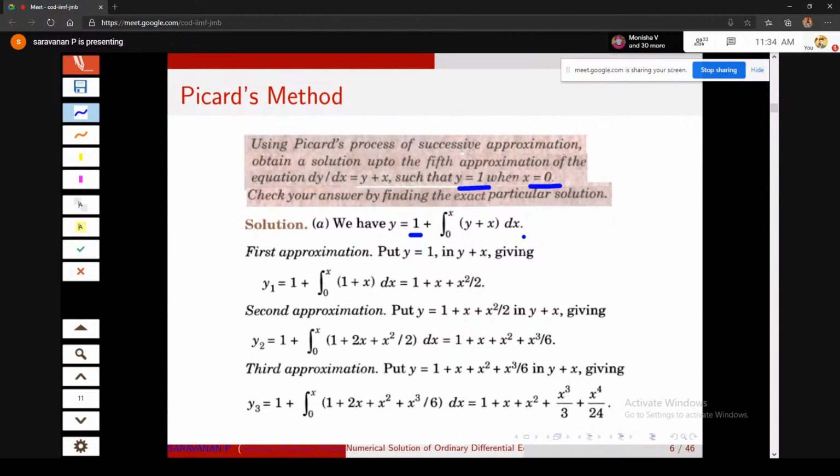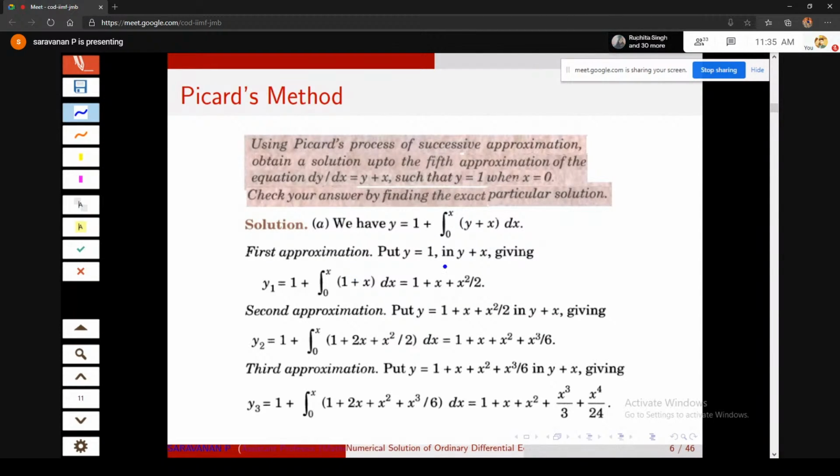So to find the first approximation, in place of y we substitute the value of y0, that is 1. If I put y equal to 1 here, you will get 1 plus x. Now integrate this. You'll get x plus x square by 2. Upper limit x, lower limit 0. So you'll get 1 plus x plus x square by 2. This is the first approximation.